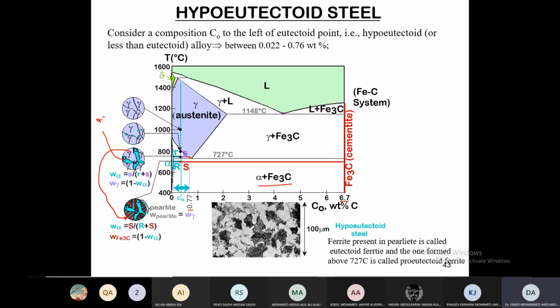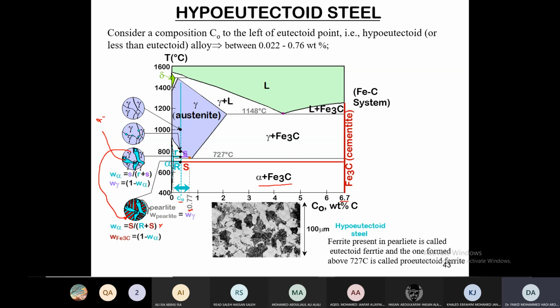No, sorry, that is not the one. We are at the composition C naught, wherever we are, and we could be anywhere. So it is 6.7 minus C naught, the composition we are at, divided by 6.7 minus 0.022. If we are just above the eutectoid isotherm, we can choose 0.022.